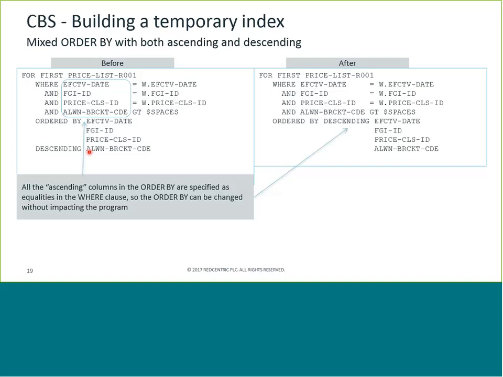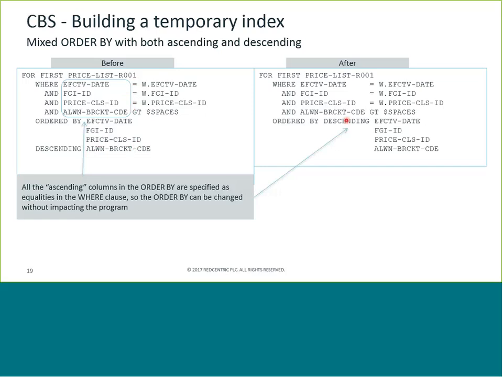But this last one, he wants it in descending sequence. But because these 3 are specified up here as equalities, they can only have one value. So there is no difference between ascending and descending because they all have one value. The ascending descending only actually applies to this last column because these 3 are specified as equalities.